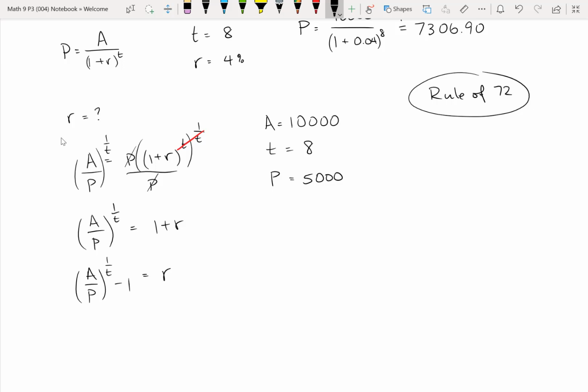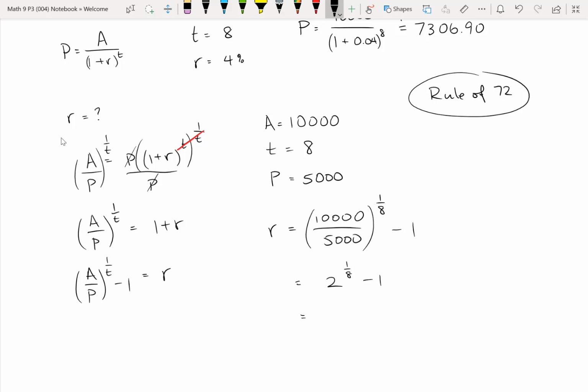Okay, so let's see if we get an answer that's anywhere close to 9%. So the formula says the rate is going to be equal to 10,000 divided by 5,000, which in this case is easy enough to do in our heads. And we're going to raise that to the power of 1 over t. So t is 8, so that's going to be 1 over 8, and then we're going to subtract 1. So, you can certainly do the part in the brackets there in your head. That's just 2, but you won't always be able to do that. 2 to the power of 1/8 minus 1.